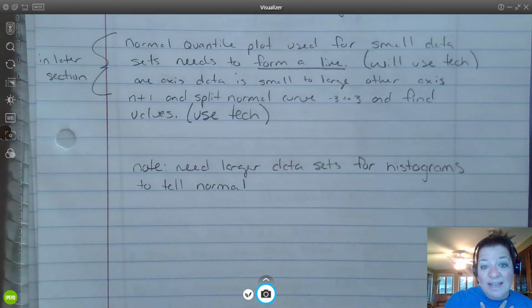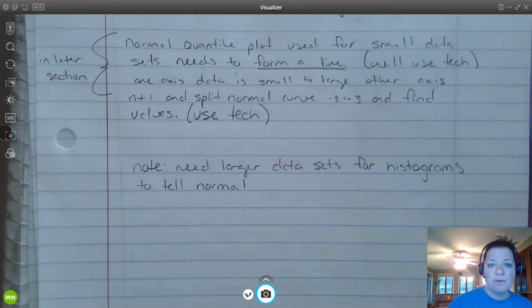So what we need to know for this class is if I have a really small set of data, I'm not going to be able to look at a histogram. So I look at what we call a normal quantile plot. And if it forms a line, then it is normally distributed.